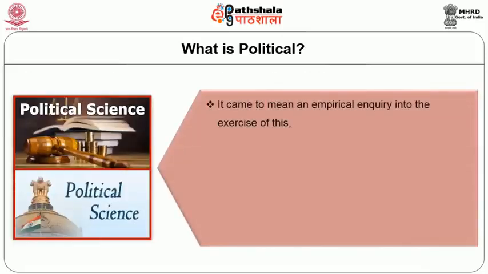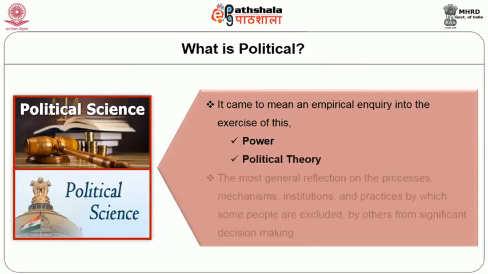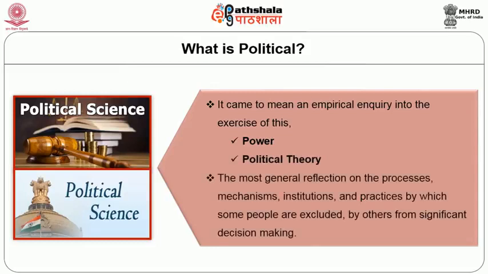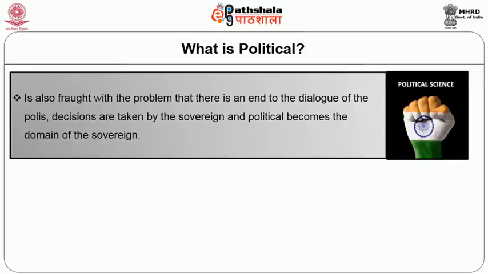Political science then came to mean an empirical inquiry into the exercise of this power, and political theory the most general reflection on the processes, mechanisms, institutions, and practices by which some people are excluded by others from significant decision making. This, however, is also fraught with the problem that there is an end to the dialogue of the polis. Decisions are now taken by the sovereign, and the political becomes the domain of only the sovereign.